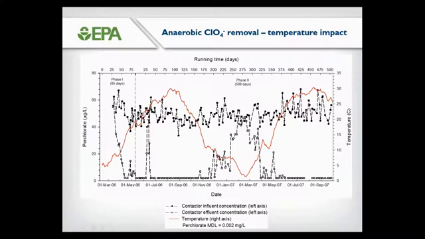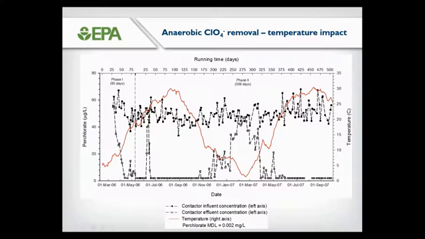In the first data slide, we're looking at the anaerobic removal of perchlorate as a function of temperature. This project was run for just under 2 years. Perchlorate concentrations are the dark symbols, about 50 micrograms per liter, against the left-hand y-axis. That's the influent perchlorate concentration. Then we have effluent perchlorate concentrations, the white symbols, also against the left-hand y-axis. Then we have temperature in degrees Celsius along the right-hand y-axis.